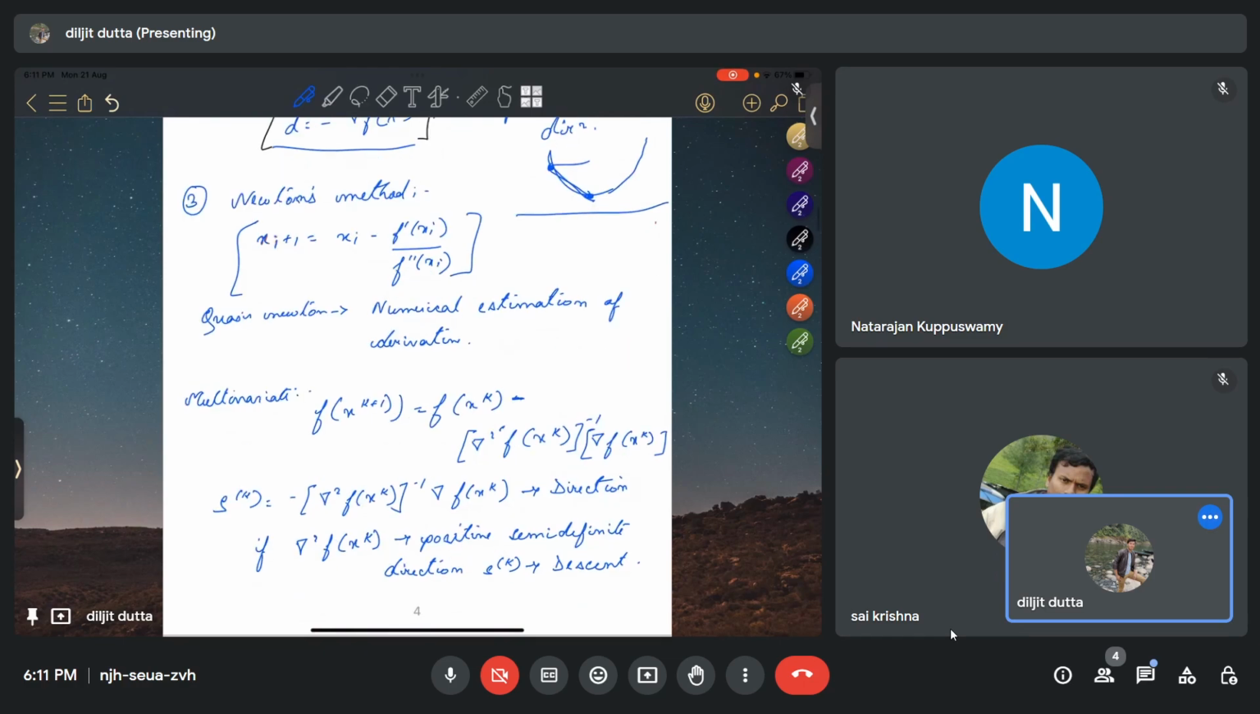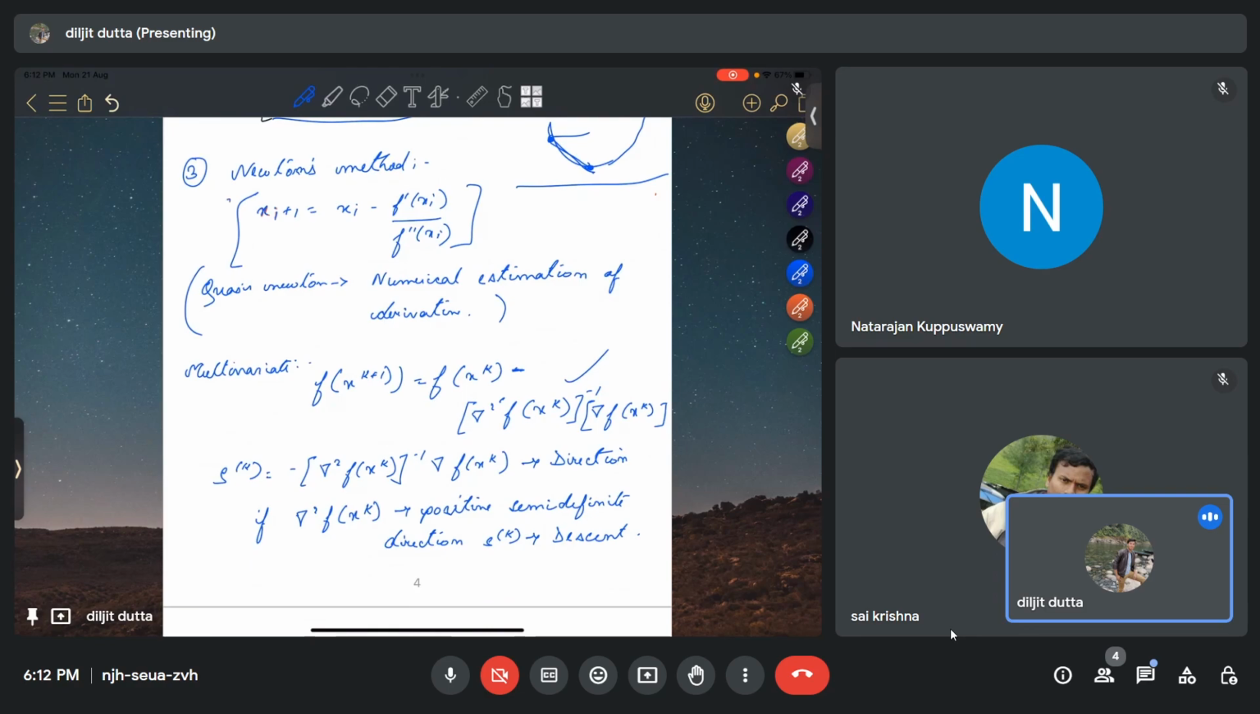Newton's method is also called quasi-Newton when we cannot directly calculate the derivative by simple arithmetic and use numerical techniques instead, that is, the central difference and finite difference methods. So we will be using the finite difference method to calculate the derivatives. If we calculate derivatives using numerical methods, then it is called the quasi-Newton method. And now Newton's method can be extended to the multivariate optimization problem.